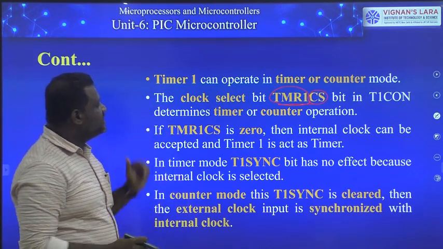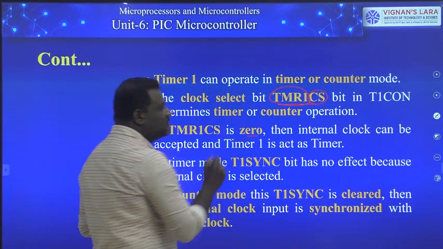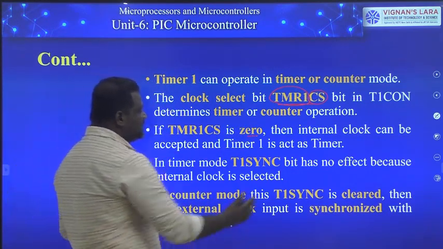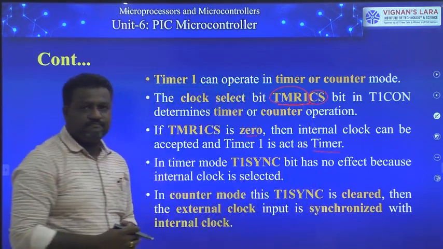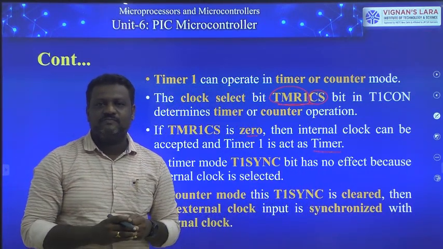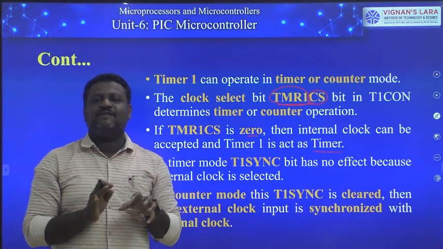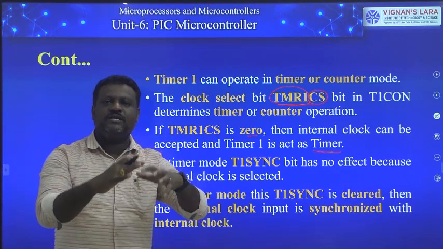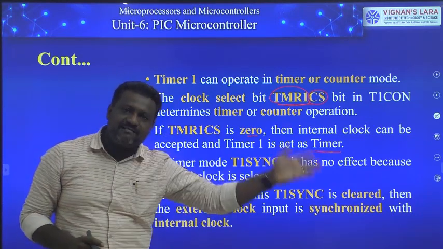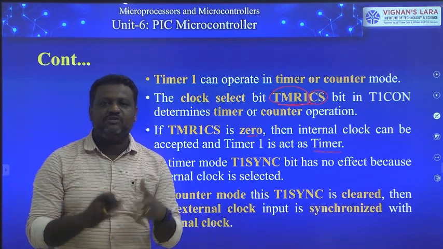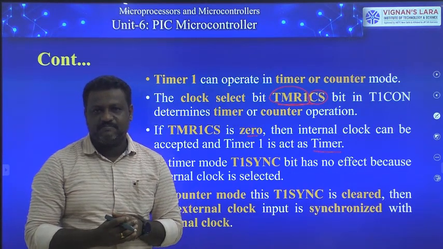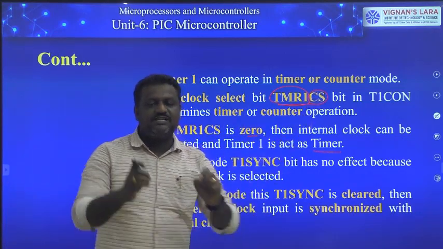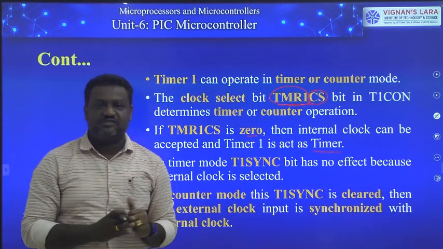Next, if the TMR1CS bit is equal to 0, then it will select the internal clock. At that time your circuit acts as a timer itself. Whenever a timer circuit gets a clock signal from an internal oscillator circuit, it acts as a timer. Whenever it accepts the clock signal from the external world, the circuit acts as an event counter. We program that with the help of a bit called TMR1CS, which is a part of our T1CON register.